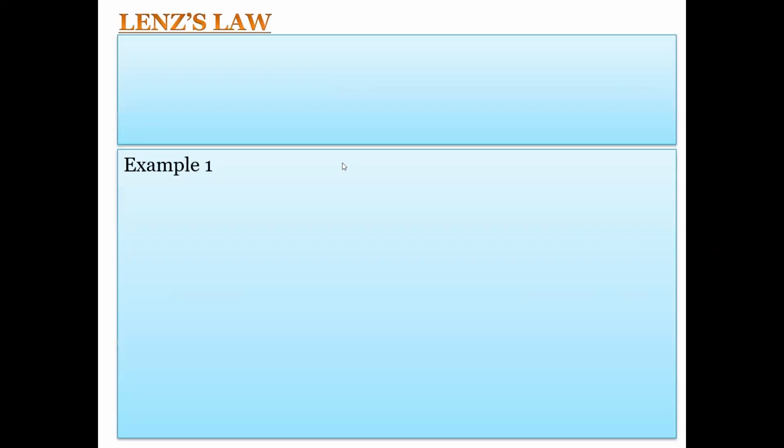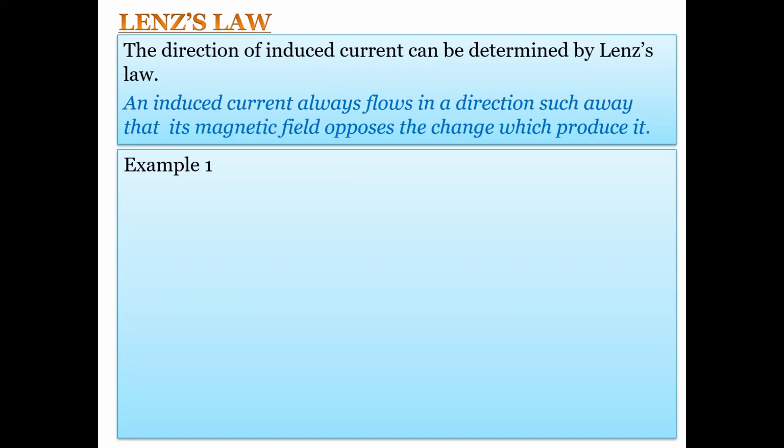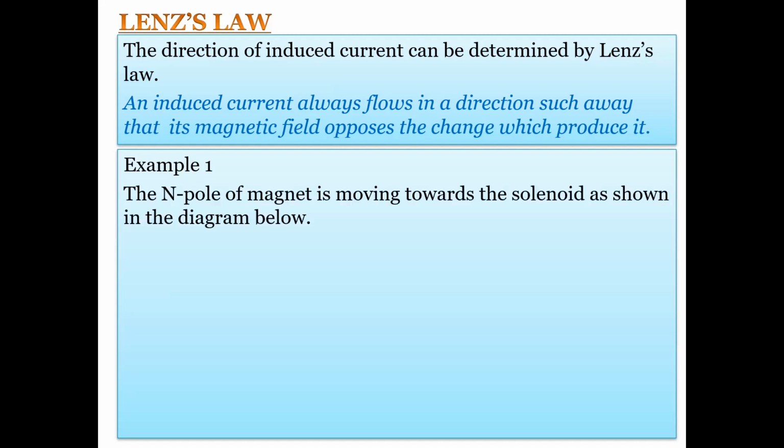So for example, the Lenz law. What is the Lenz law? The Lenz law states that the direction of induced EMF or induced current can be determined by using Lenz law: the induced current always flows in a direction to oppose the motion. Example, we have a solenoid. Solenoid means a circular wire. This circular wire or coiled wire is called a solenoid. And initially there is no current because there is no supply here.